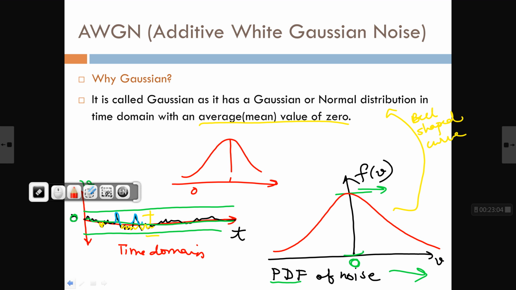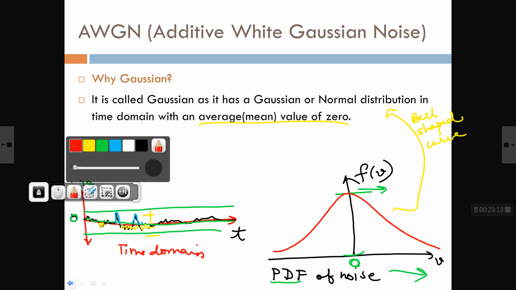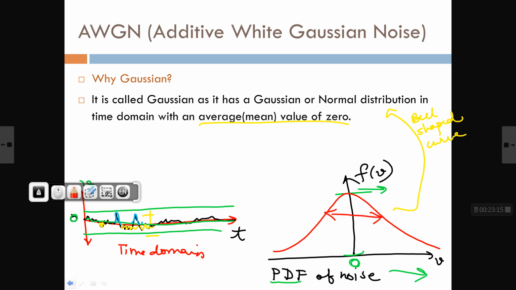But in case of noise, most of the time the noise has a Gaussian distribution. The mean will be 0, and what we get here is sigma, that is the standard deviation, and sigma square is nothing but the variance. So this is sigma, the standard deviation.